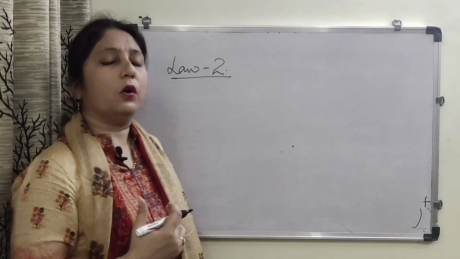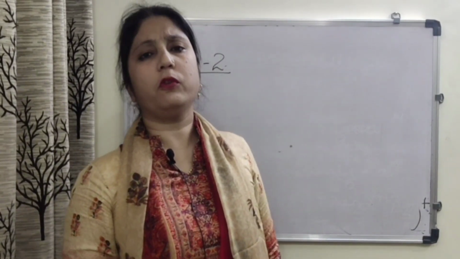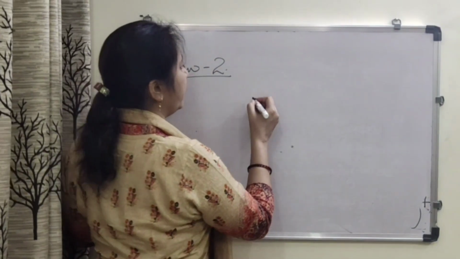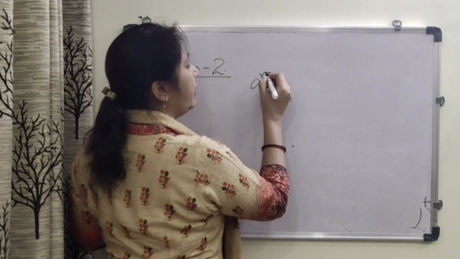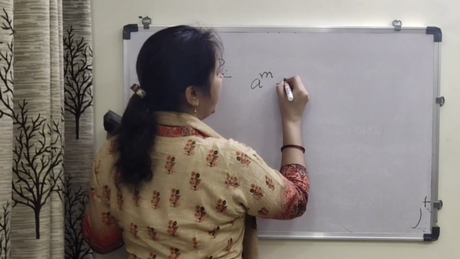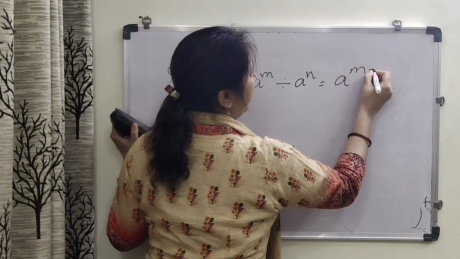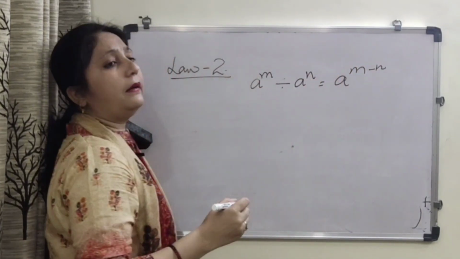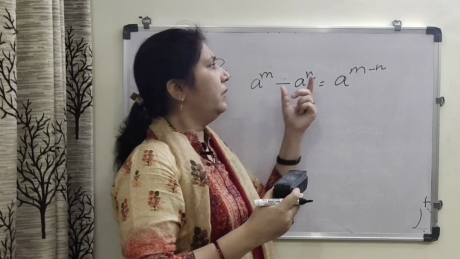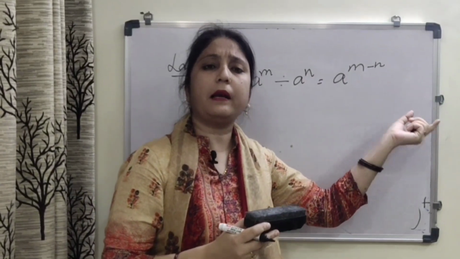In the second law, as we have done for multiplication of the same bases, now we have it for the division of same bases. According to the second law, for the division of same bases with different exponents, a to the power m divided by a to the power n is equal to a to the power m minus n. In division, the exponents get subtracted.